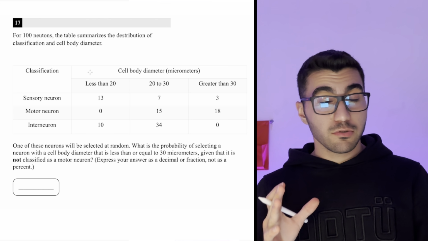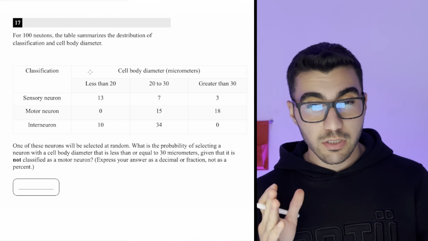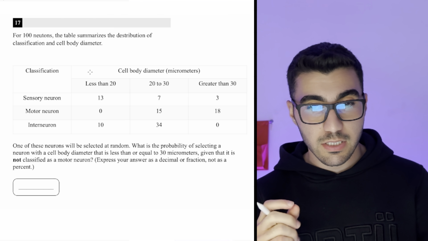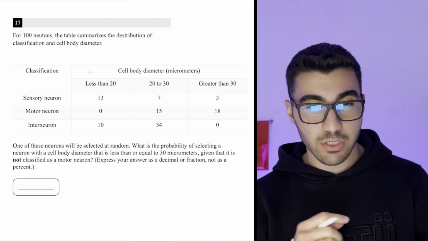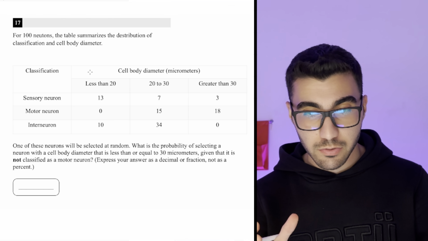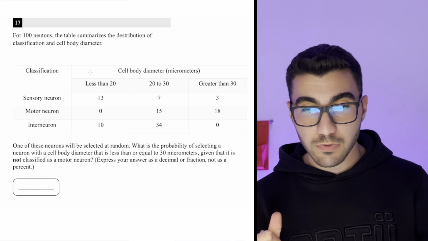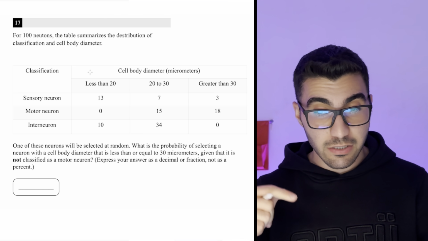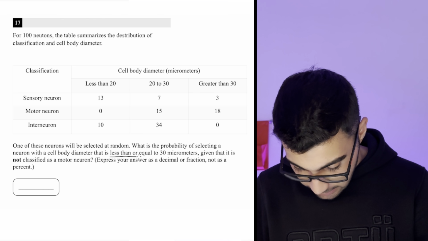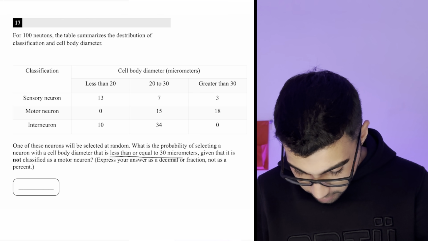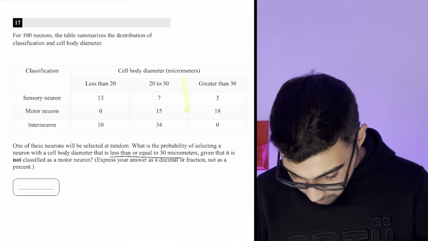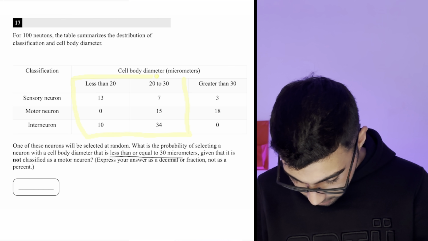Alright, we have a probability question here, super important. For 100 newtons, the table summarizes the description of classification and cell body diameter. One of these neurons will be selected at random. What is the probability of selecting a neuron with a cell body diameter that is less than or equal to 30? Less than or equal to 30. That means I'm looking for this part, less than or equal to 30.